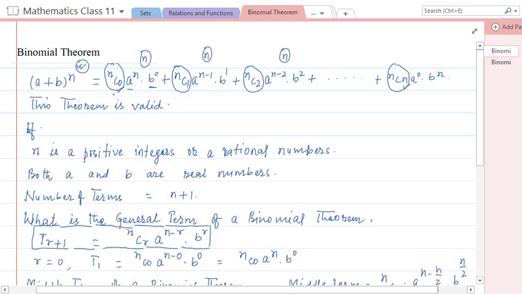So if we consider this one, then the value of this one is 1, and the value of this one is 1. If we also consider b to the power 0, then the first term is independent of b. If we put a balance here, then a to the power 0, clear that the last term, the (n plus 1)th term, is free from or independent of a.